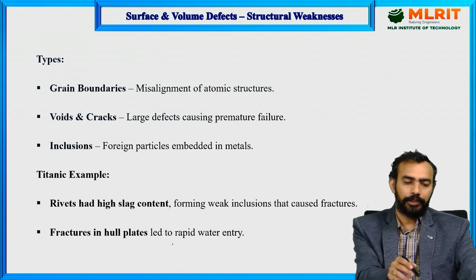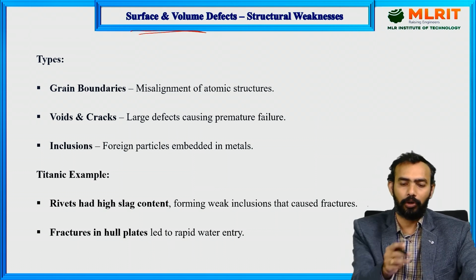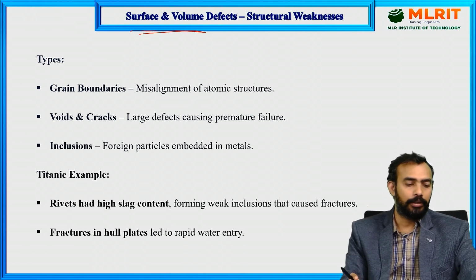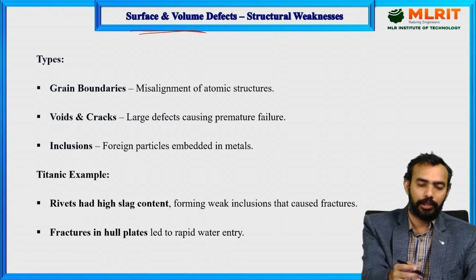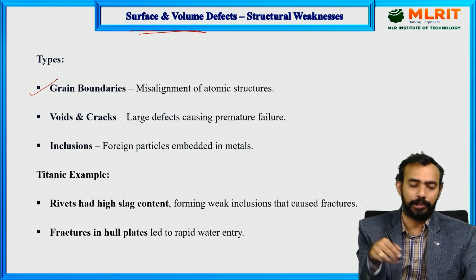Then the other defects are surface and volume defects. Surface and volume defects basically create a structural weakness. The types of these could be surface defects, under that category, the two-dimensional defects.